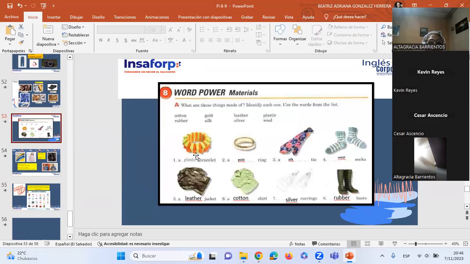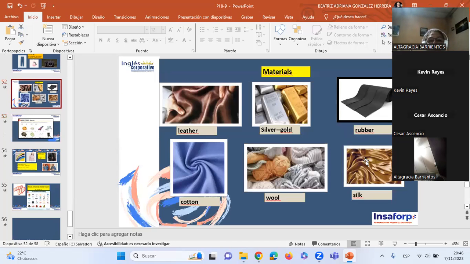This case sería plastic, plástico, gold, oro, silk, sería seda, la tela de seda. Rubber, el plástico, como por ejemplo las botas de plástico. Okay, wool, la lana. The cotton, el algodón, como por ejemplo las camisas de algodón. And leather es el cuero. Okay. Gracias. Okay, perfect.